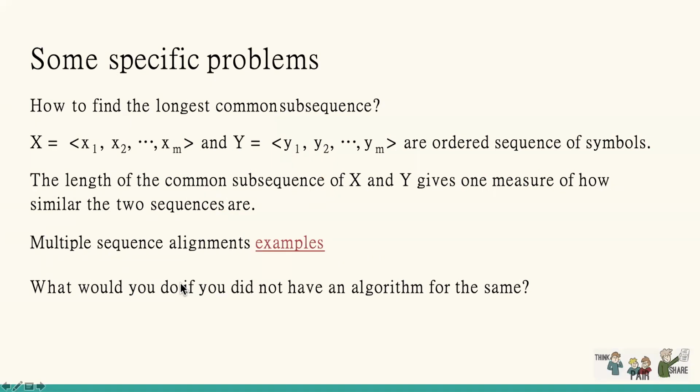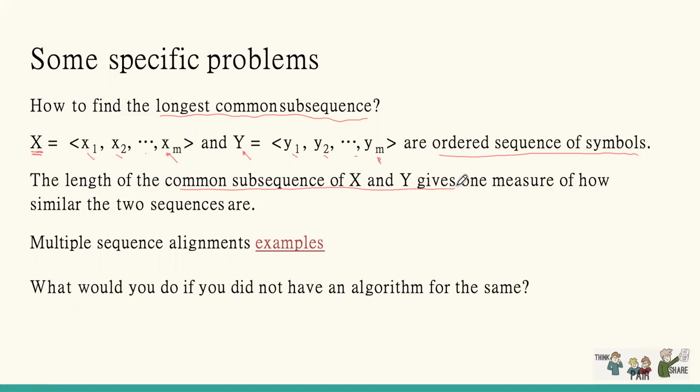Another common problem is known as the longest common subsequence problem. Imagine a sequence of characters. Let's say the sequence is represented by X, where the characters are X1, X2, all the way up to Xn. And then let's say you have another sequence Y, which has characters Y1, Y2, all the way through Ym. And let's say these are ordered sequences of symbols. Basically, X and Y are ordered sequences of symbols. What we would like to do is find the length of the common subsequence of X and Y, right?